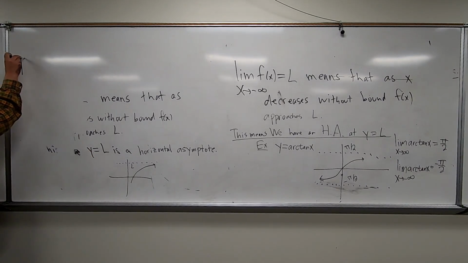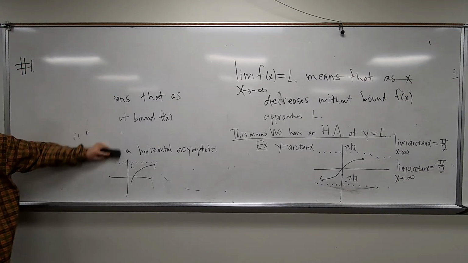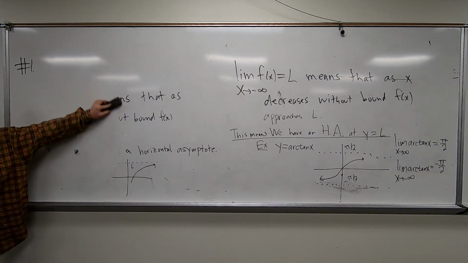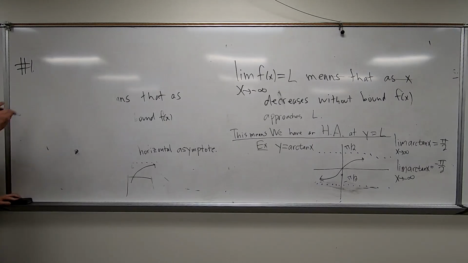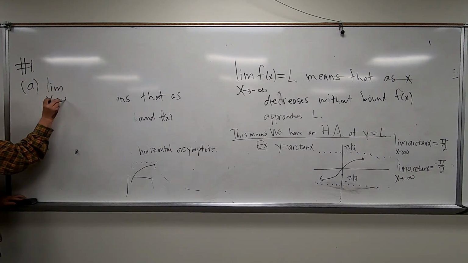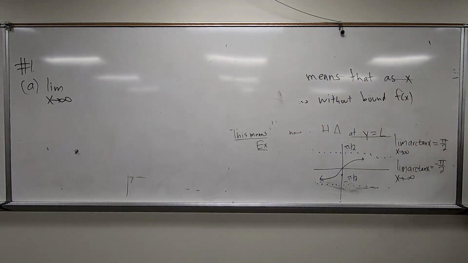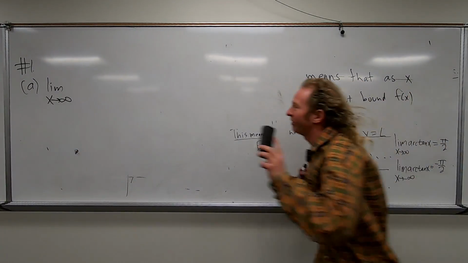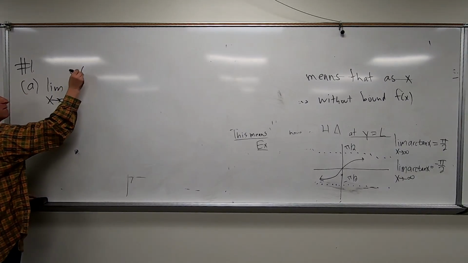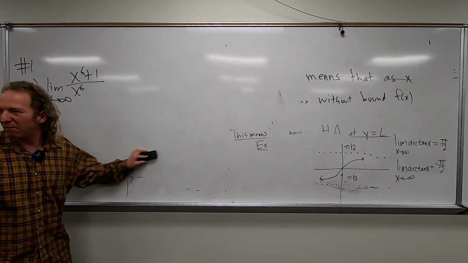So number 1 from the homework, it's 3 parts. By the way, does anyone have the homework up? Anyone already have it up? You're about to? Cool. Thanks. Extra credit. No, I'm kidding. But limit as x goes to infinity of x to the 6 plus 1 over, I already forgot, x to the 6 minus 2.